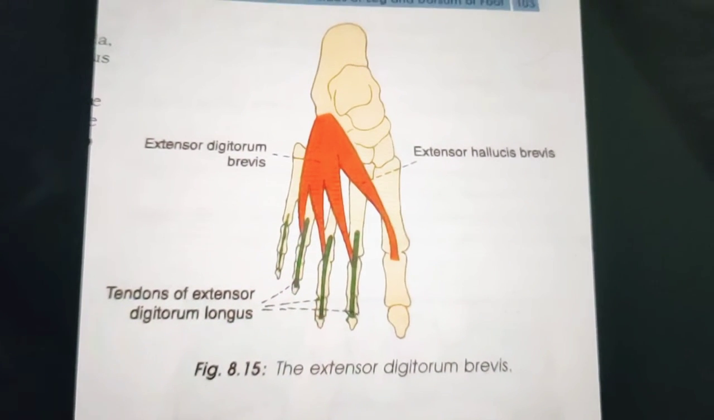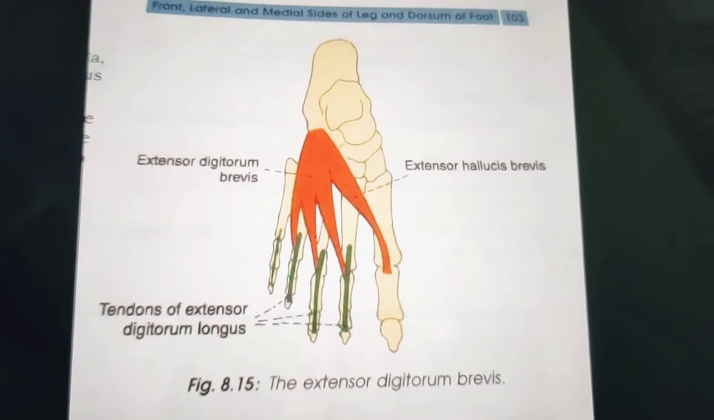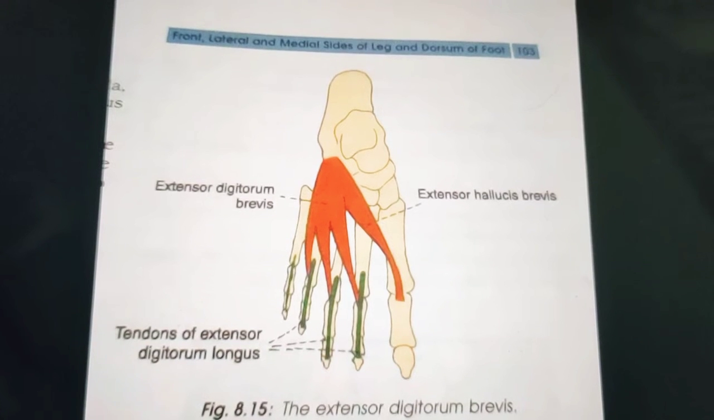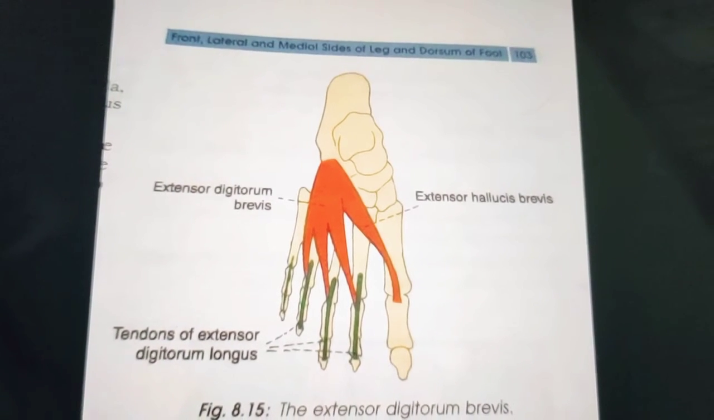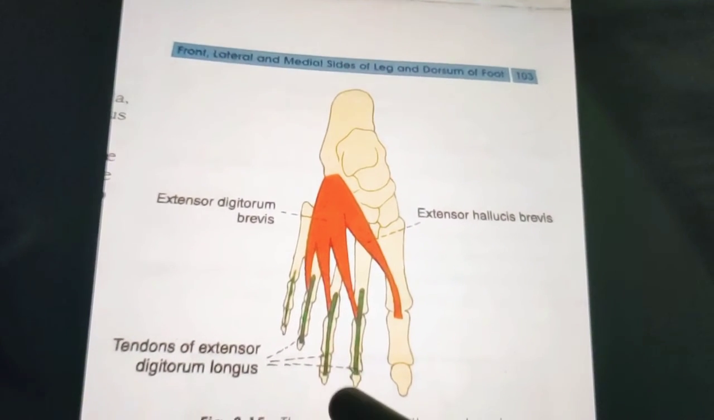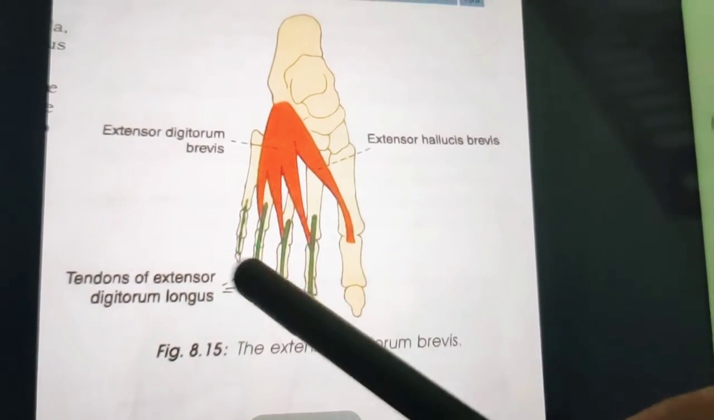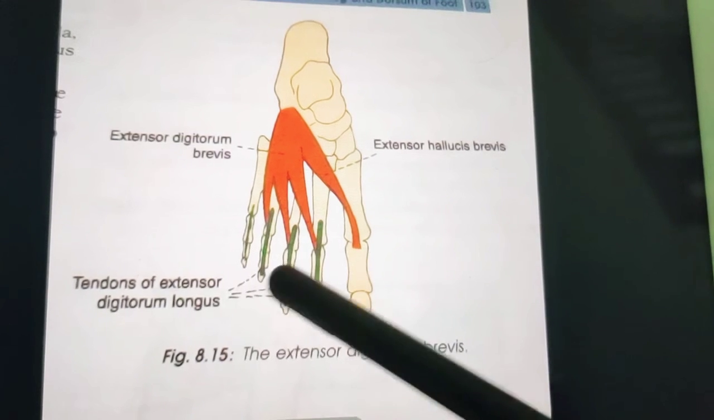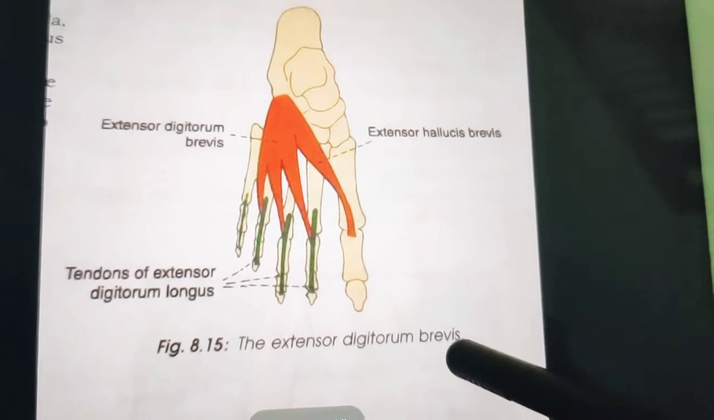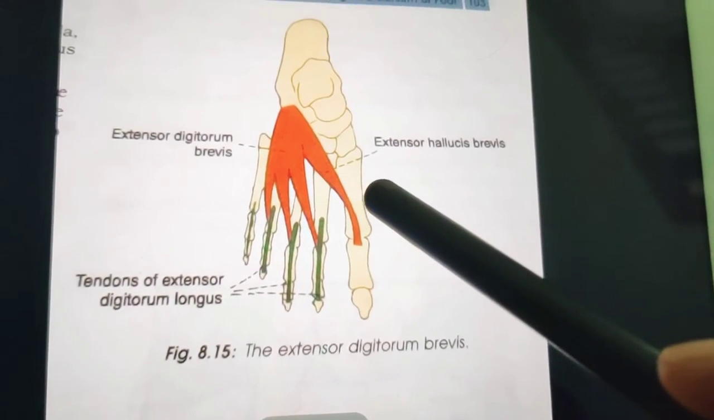Now let us discuss the extensor digitorum brevis. As you can see, it is a small muscle, hence the name brevis. According to the name, let us understand: extensor means it is an extensor. Digitorum means going to the four toes other than the great toe. Brevis means it is a small muscle.